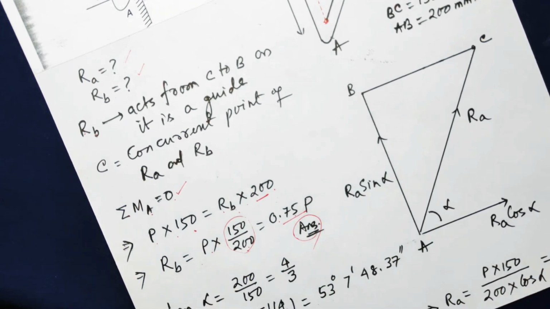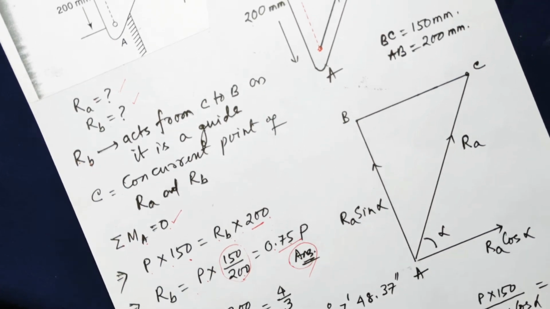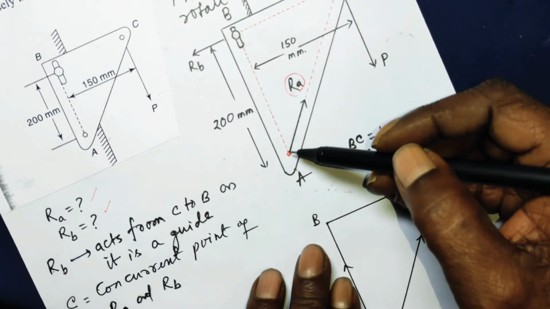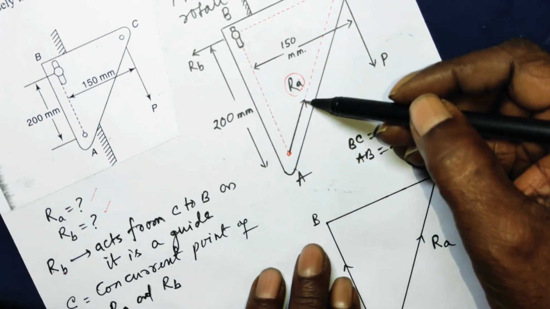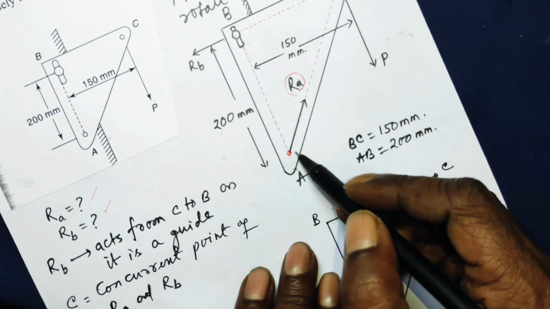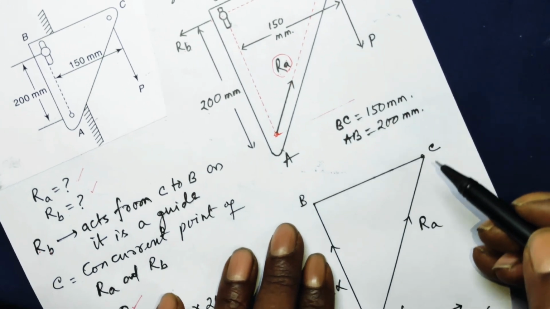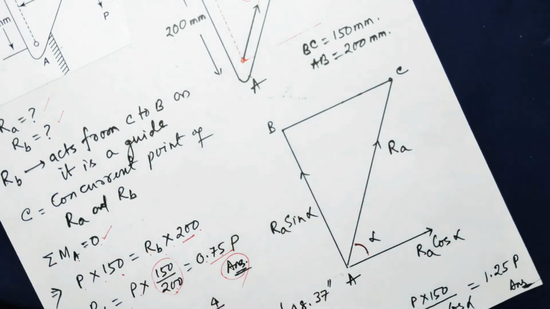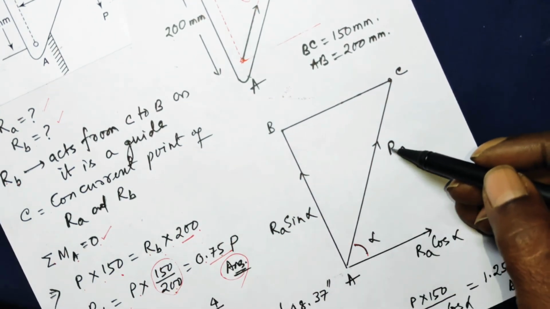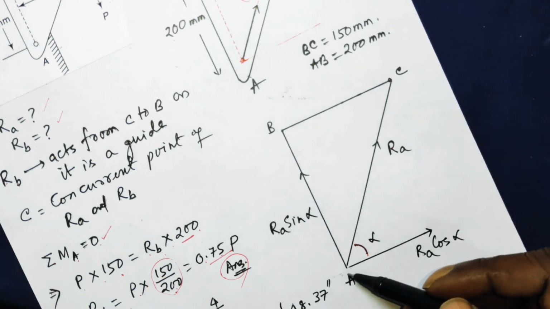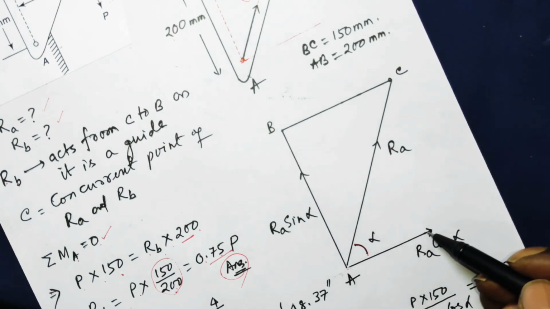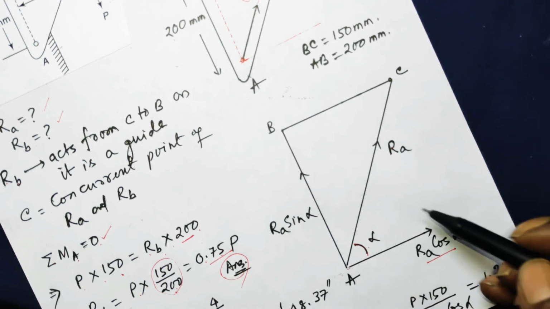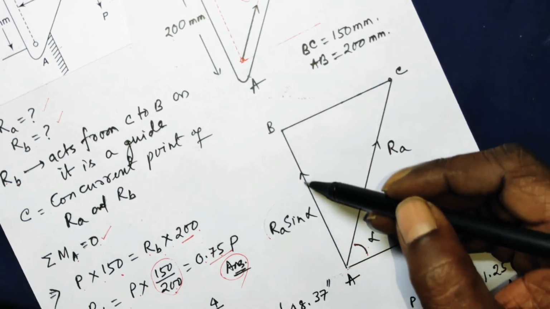Now, to find RA, we have to find out some angle, because RA is pointing to this side. If you draw a horizontal line here, which I have shown here, let this angle be alpha. That is the angle RA makes at point A with this horizontal line. Since this is alpha, this will be RA times cos alpha, and this will be RA times sin alpha.